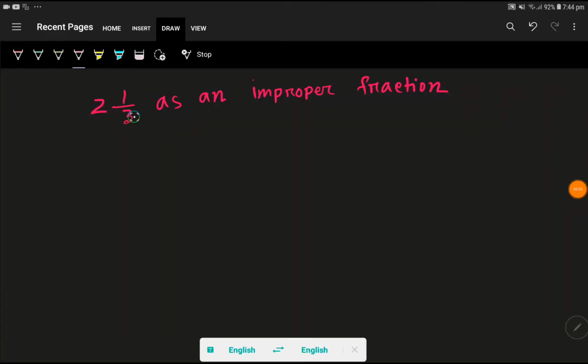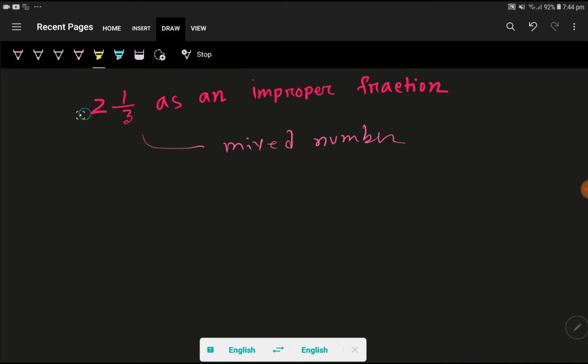2 and 1 third as an improper fraction. Look, 2 and 1 third, this is a mixed number. Mixed number. Okay. In a mixed number, we have two parts.